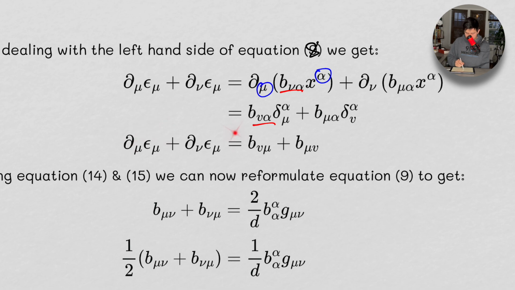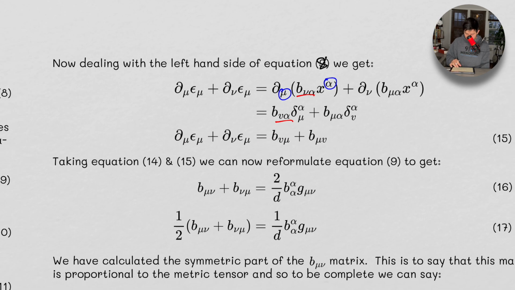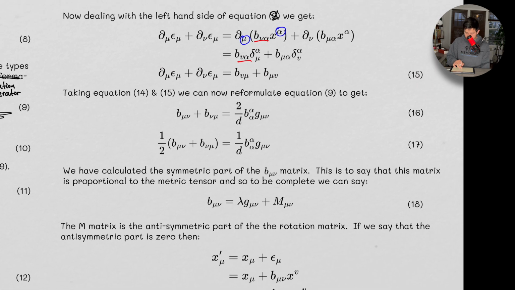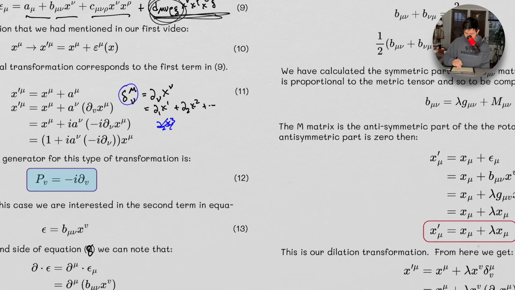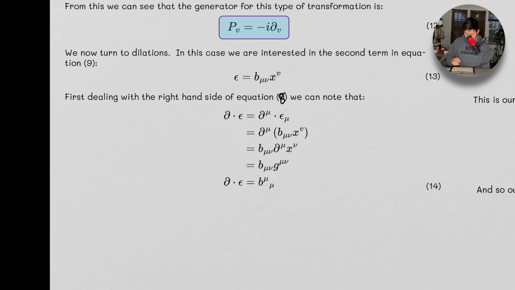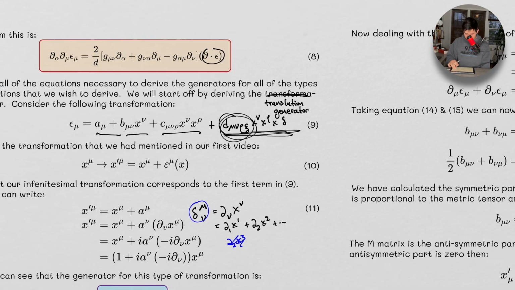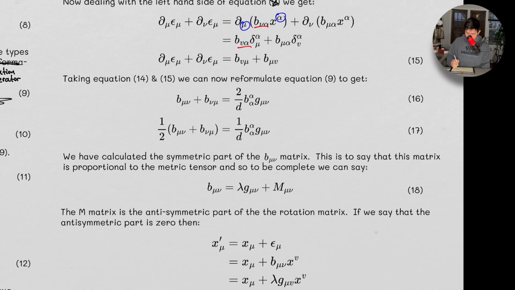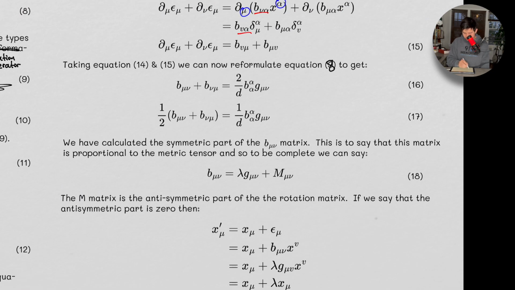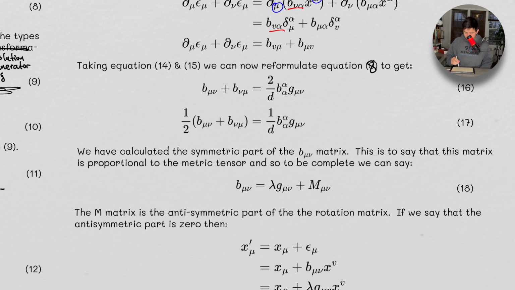So this guy here is just the sum of these two guys, taking equation 14 and 15, right? So here's 15 and 14 is down here. We can now reformulate equation 8. Equation 8 or equation 9? Let's double check. Yeah, equation 8. We can now reformulate equation 8 to get this guy here. And so from here to here, then, we are just multiplying or dividing by 2. Okay, and so we get this.